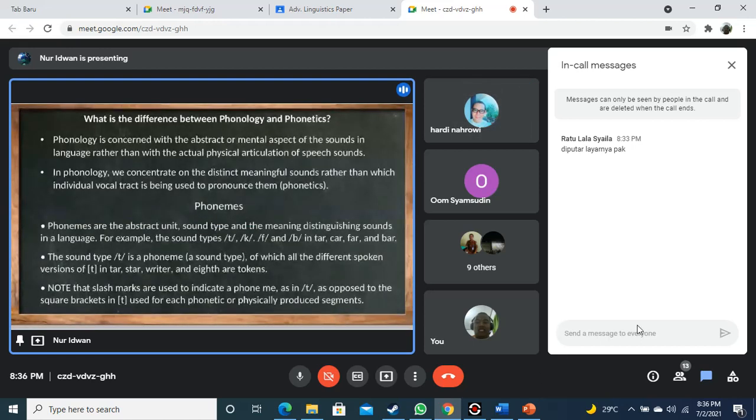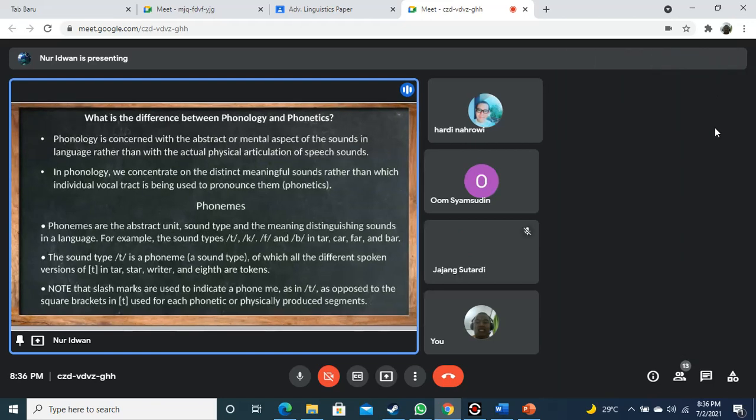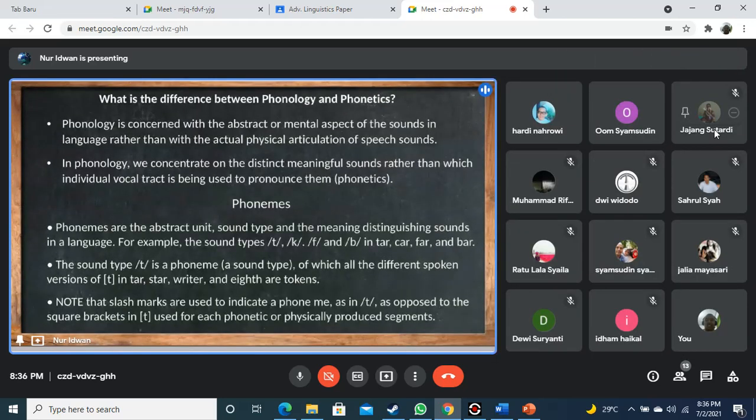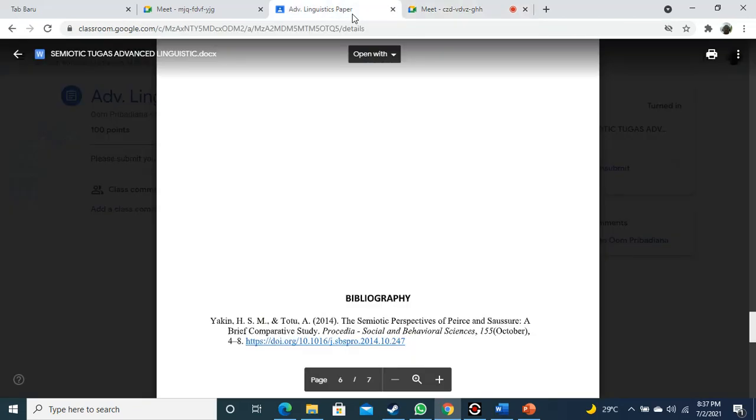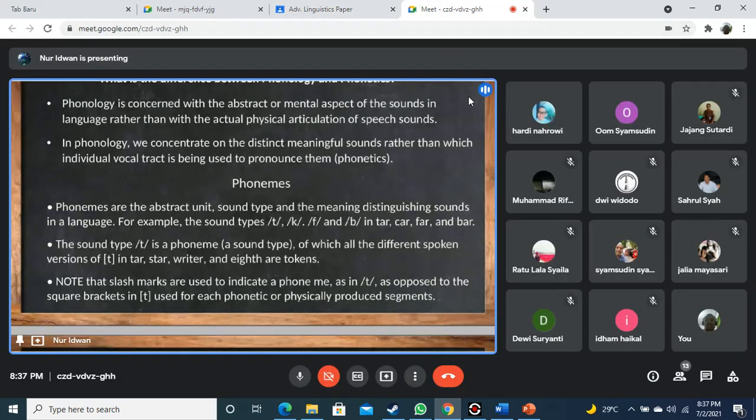What is the difference between phonology and phonetics? Phonology is concerned with the abstract or mental aspect of the sounds in language rather than with the actual physical articulation of speech sounds. In phonology, we concentrate on the distinct, meaningful sounds rather than which individual vocal tract is being used to pronounce them. Phonemes are the abstract units, sound types, and the meaningful linguistic sounds in a language.